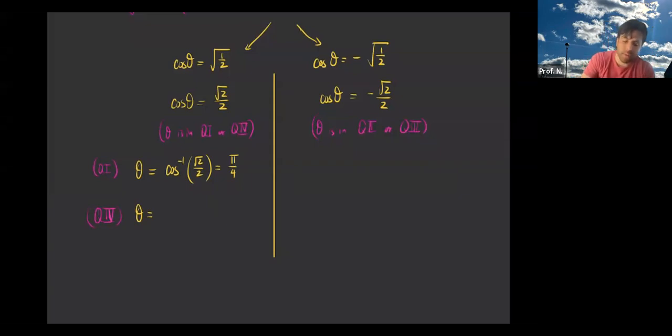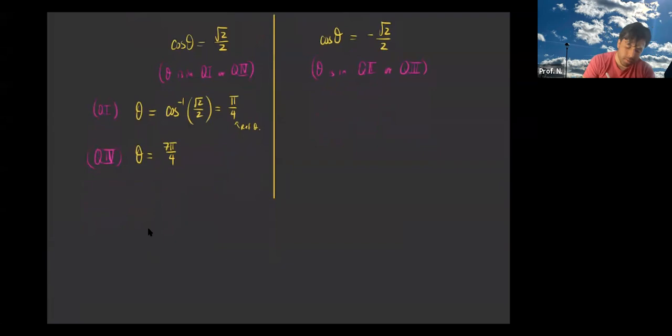So if I'm in quadrant 1, my angle is pi over 4. If I'm in quadrant 4, my angle would be what? Again, this is a reference angle as well. So what angle in quadrant 4 has a reference angle of pi over 4? We already did that, right? Isn't it 7 pi over 4? So what's going to be our solution? Theta is going to be pi over 4 plus 2 pi n. Theta is also going to be 7 pi over 4 plus 2 pi n.